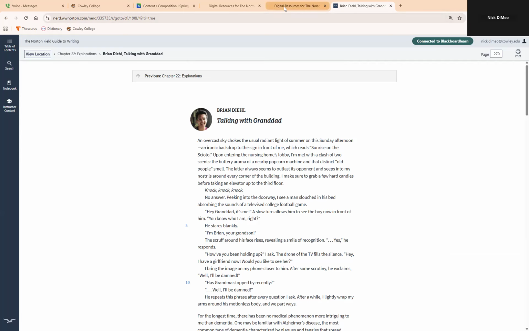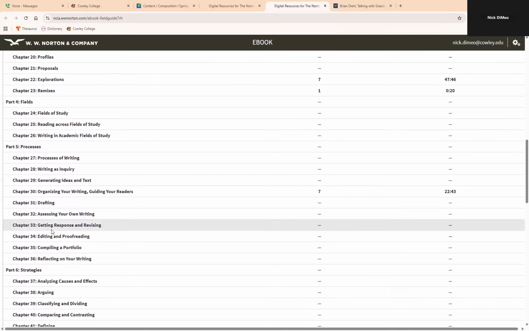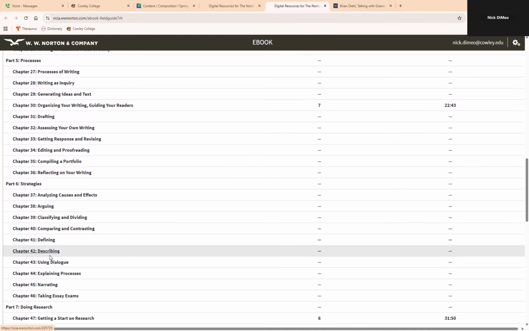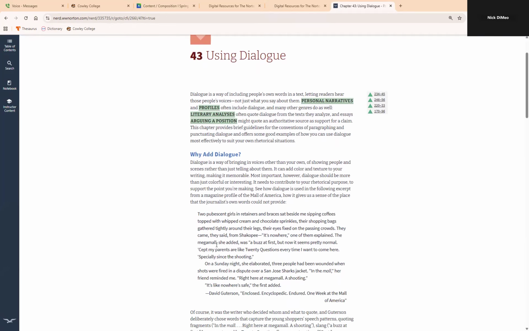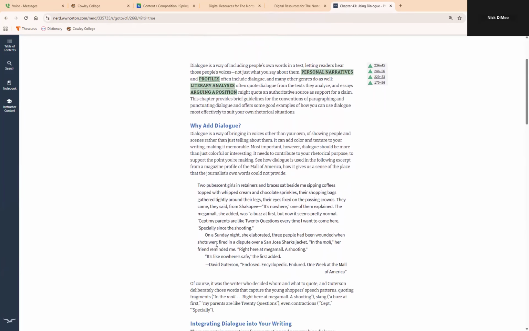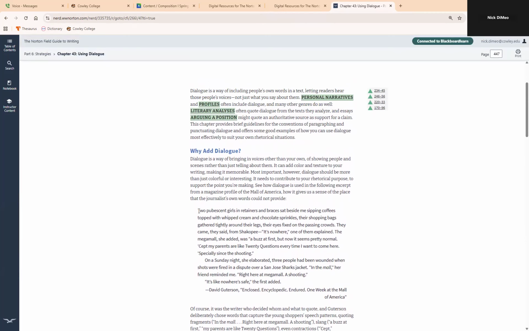Thinking about that for a second, I'm going to take you to another chapter, chapter 43, which talks about using dialogue. You'll see a couple of different examples of using dialogue, and there are a couple of different methods you can use. This first example talks about adding dialogue.